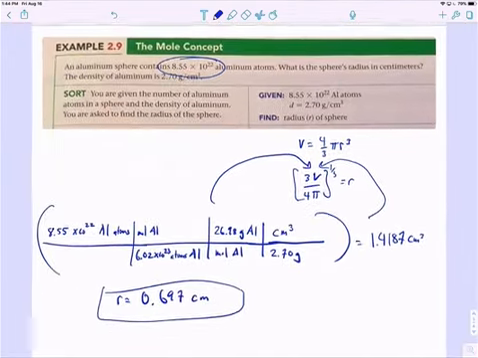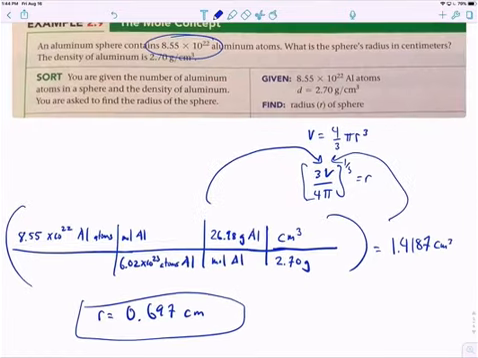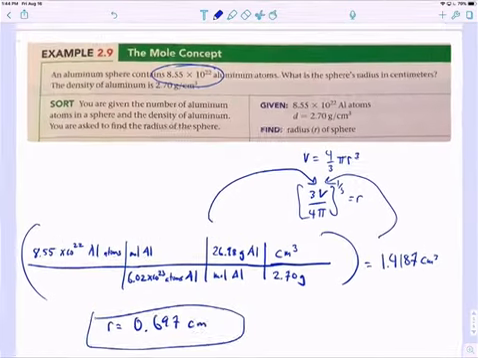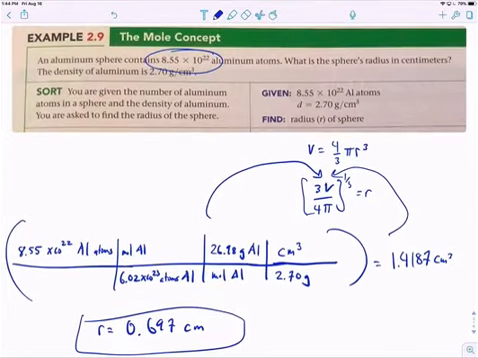Again, like I said, we're not going to be sitting around calculating the size of spheres all semester long. This is just the beginning, and we're just trying to get you used to doing calculations and that kind of thing. So don't worry, you're not going to be doing this all that much.